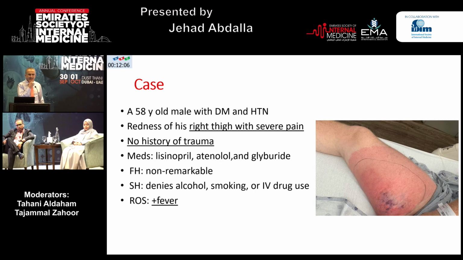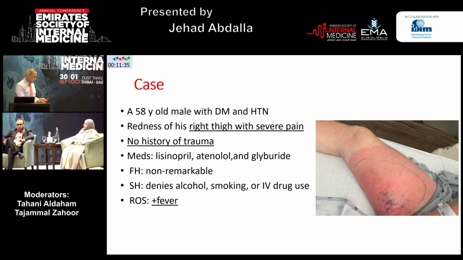Let's go to this case, a 58-year-old male patient with diabetes mellitus and hypertension. Right thigh redness and severe pain. No history of trauma. Patient on lisinopril, atenolol, and glyburide. His family history unremarkable. Social history, no alcohol, smoking, or IV drug abuse. He has fever with this redness and pain.